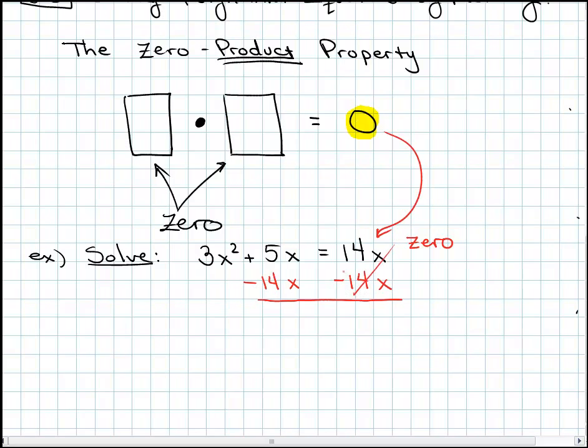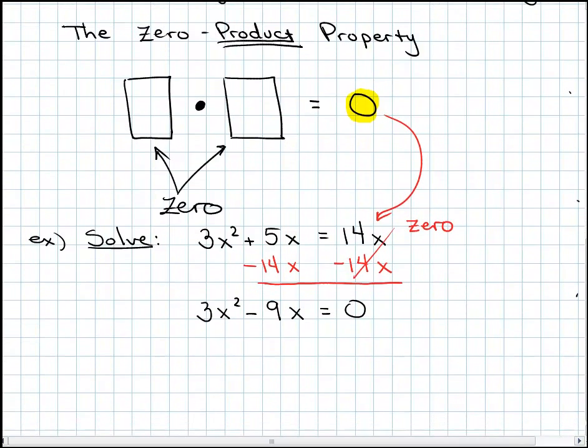So I'm going to put it on the right hand side. So we'll have 3x squared minus 9x is equal to 0. All right. Are there any questions so far? No, we're good. Okay, so now we are ready to factor.